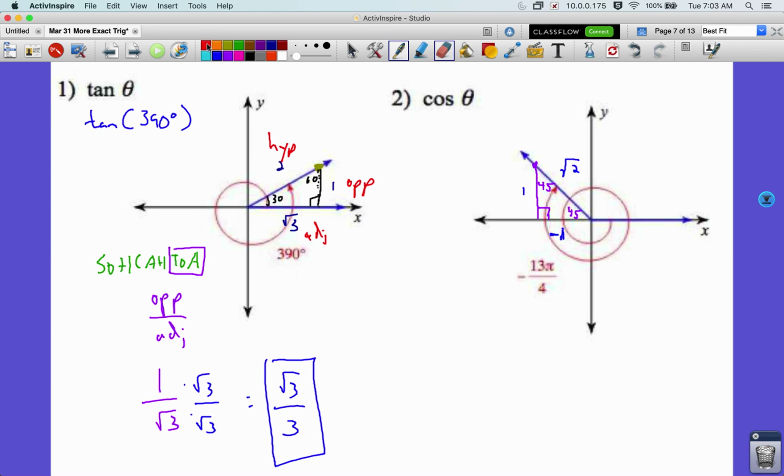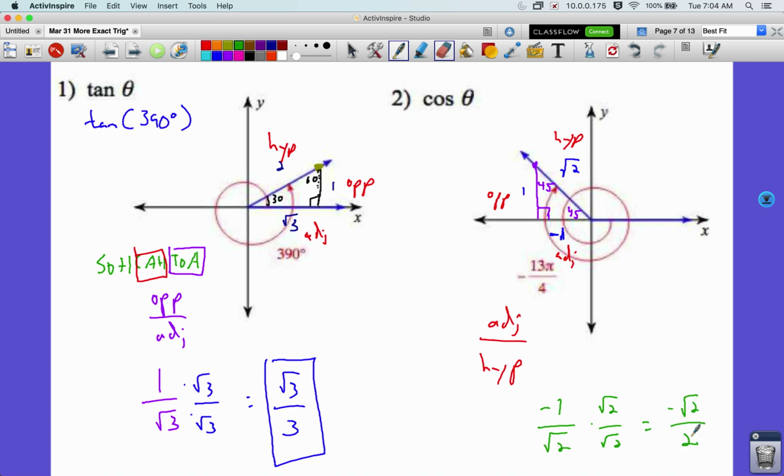All right, let's go back to SOHCAHTOA. This time I want the CAH part. I guess I better label these first. Opposite, adjacent, hypotenuse. I want the CAH part, so I want adjacent over hypotenuse. Well, adjacent is negative 1. Hypotenuse is the square root of 2, multiplied by root 2 over root 2 to get negative root 2 over 2.